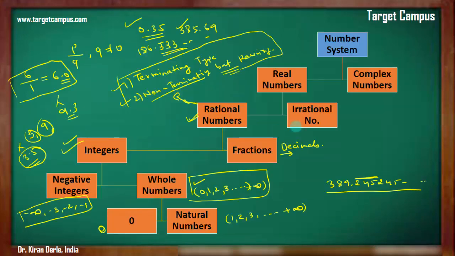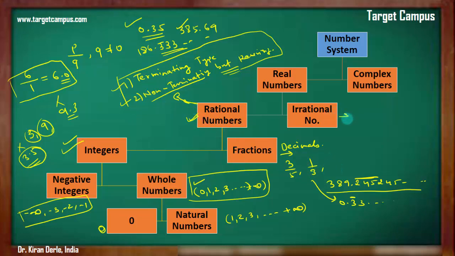Again, fractions are, let's say, 3 by 5, 1 by 3, right? 1 by 3 is again 0.333, so this is non-terminating but recurring. That's why this fraction is a rational number. I hope you have got this.